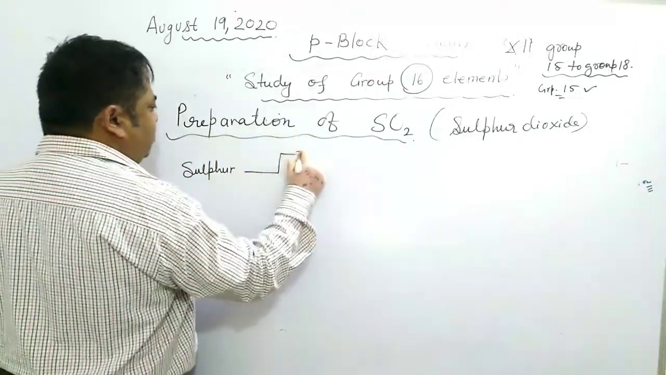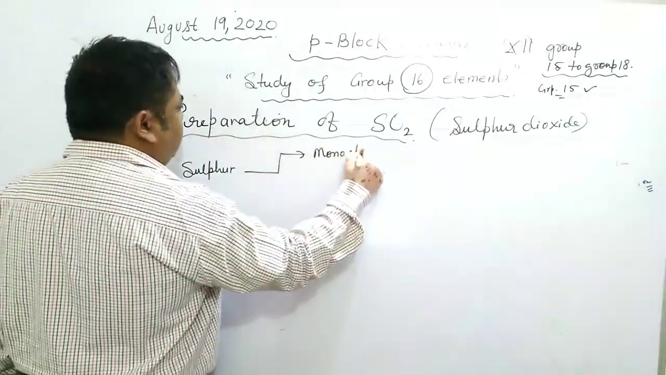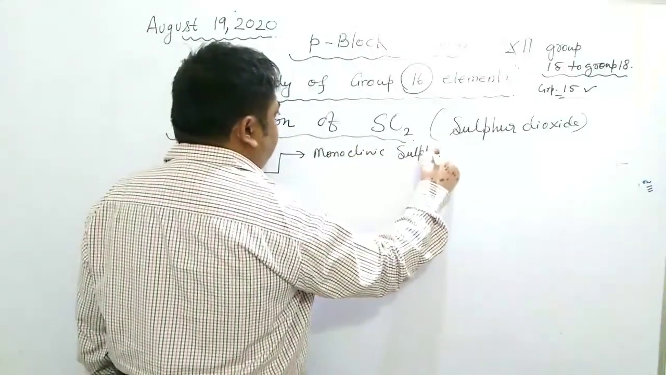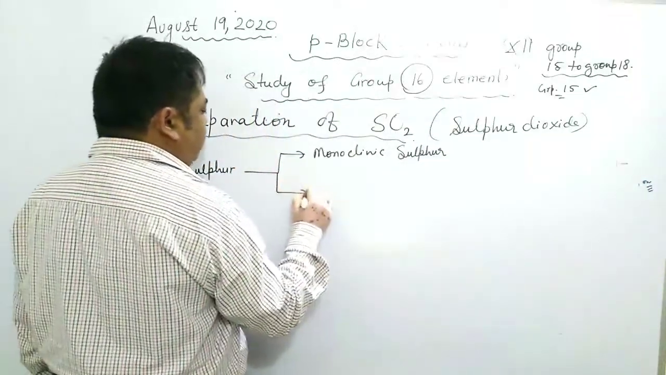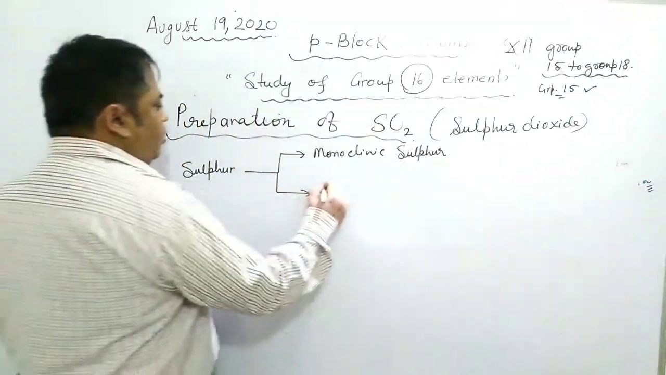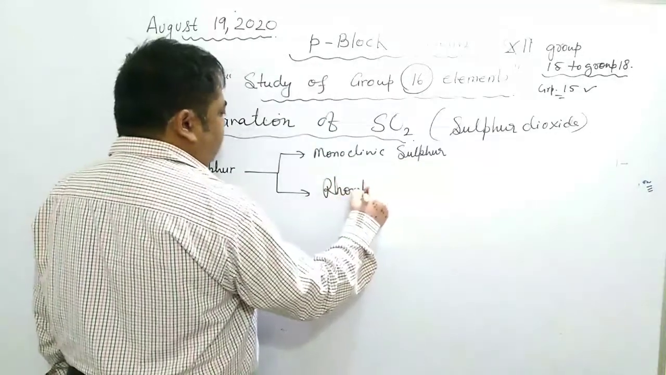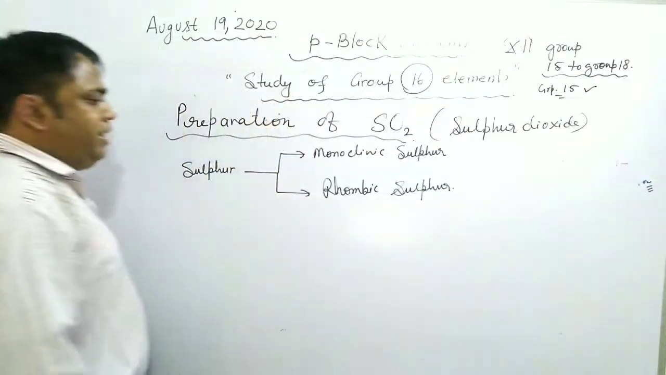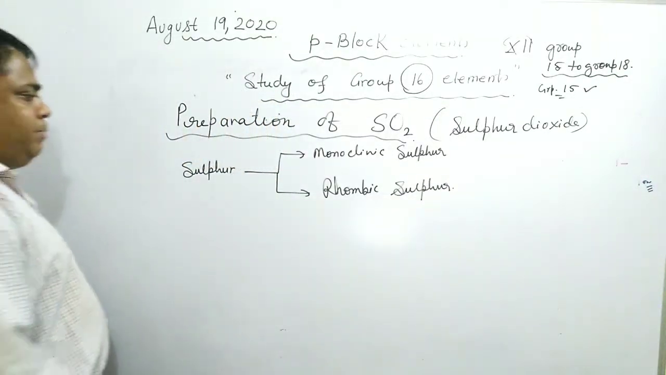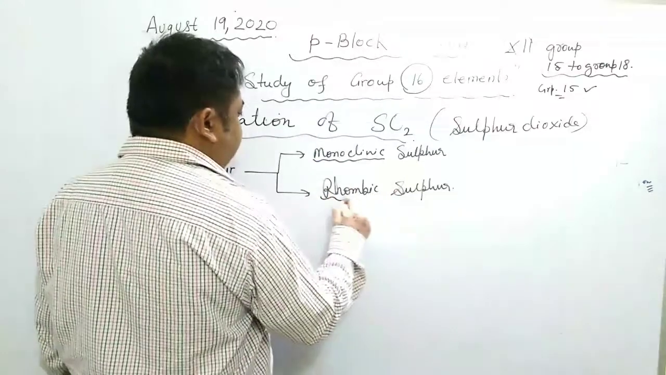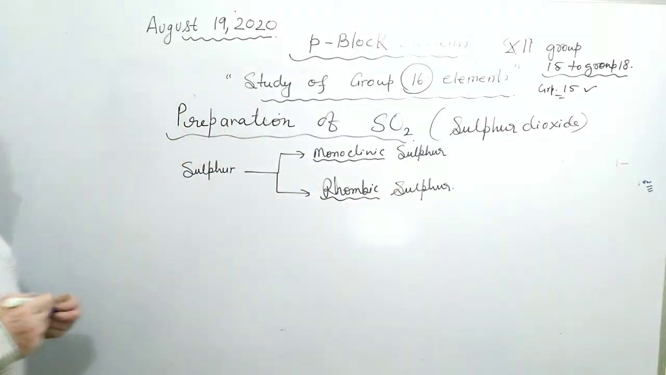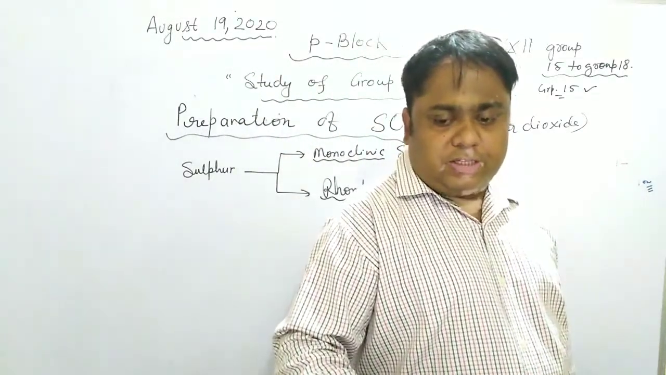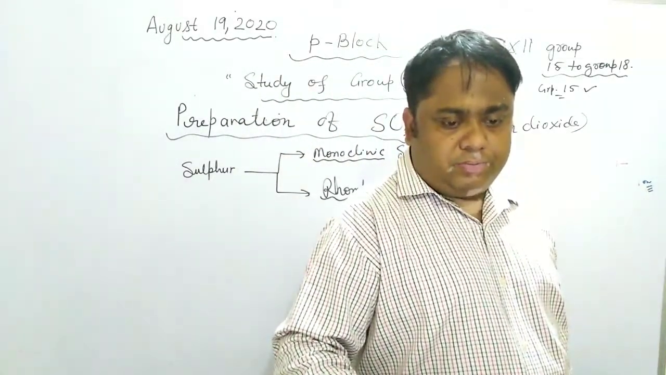Sulfur naturally occurs as monoclinic sulfur and rhombic sulfur. In the solid state chapter we have seen the meaning of monoclinic and rhombic. They are a particular type of shape in which the axial angles and the axial lengths are different. So there are some names given to this kind of allotropes of sulfur.